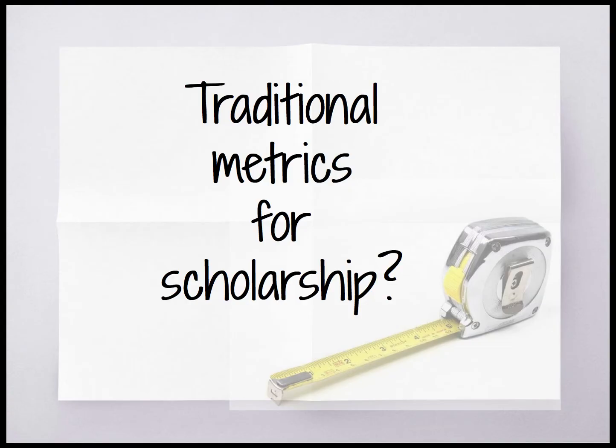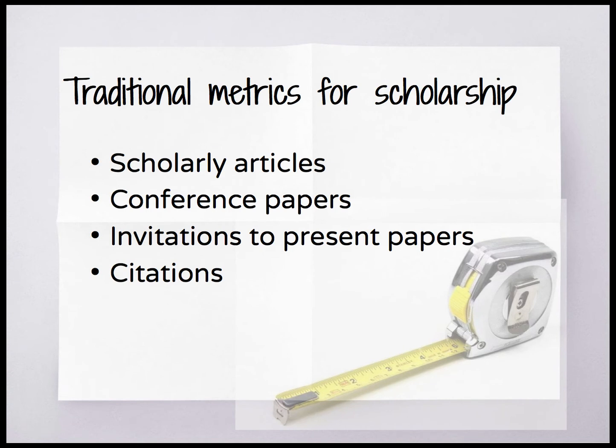And then we have traditional metrics for scholarship that you may be aware of, and let's take a look at some of those. Traditional metrics for scholarship involve the publication of scholarly articles, the presentation and publication of conference papers, invitations to present papers, and the number of citations that your work receives.